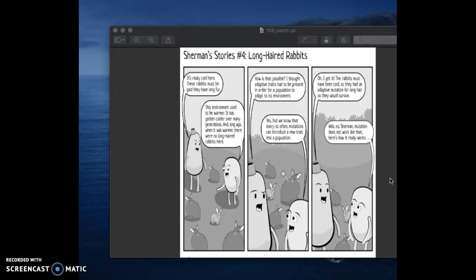So now go ahead and answer the question below that says, why did the mutation that resulted in a long hair trait in these rabbits become more common in the population over time? In order to answer this, you're going to need to have an understanding of mutation and also how the environment impacts how common a trait is.